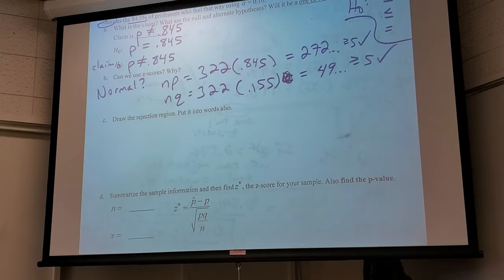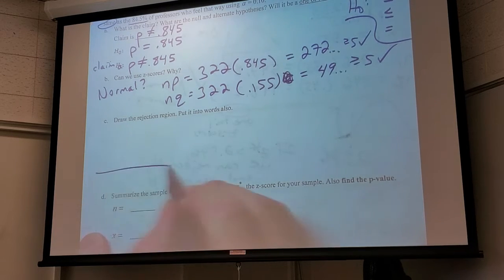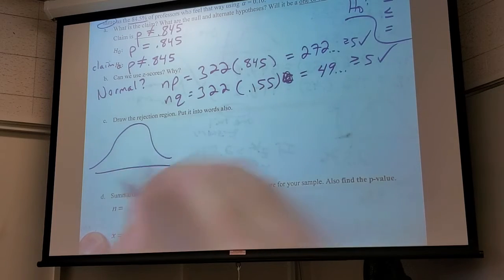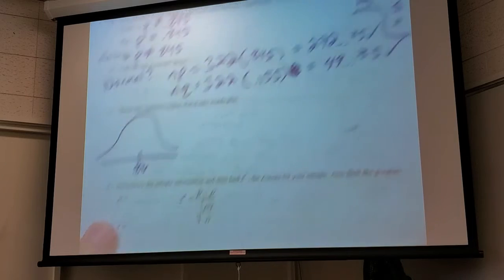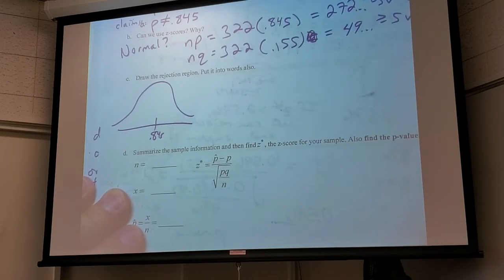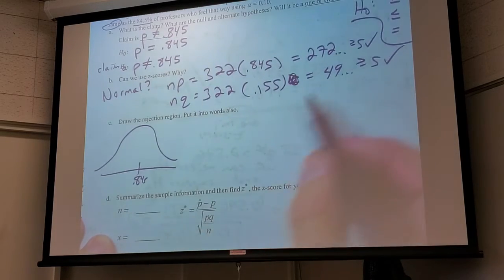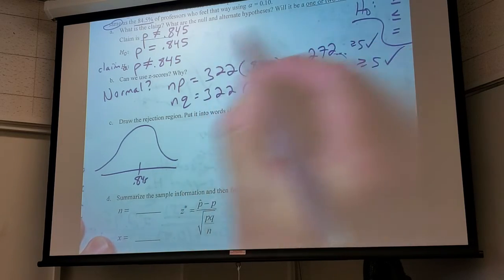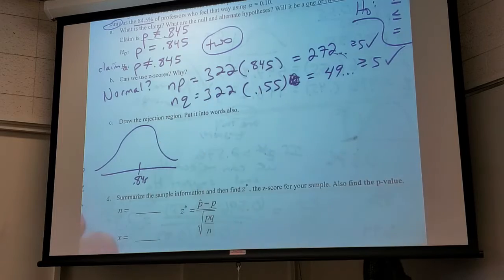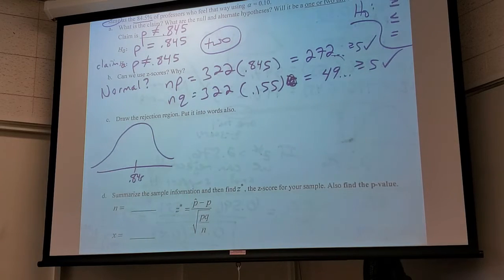So again, the null thinks it is 0.845. So the null thinks it's in here somewhere. And I didn't ask earlier, but how many tail tests is this going to be? Two. Because not equal to means it could be less or greater, right? To show it's not equal to something.